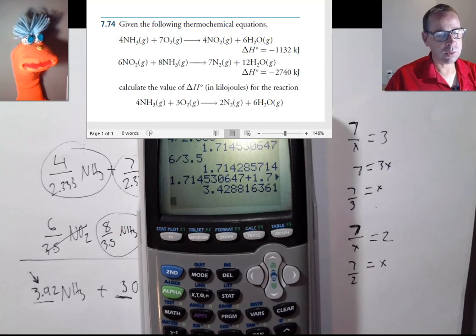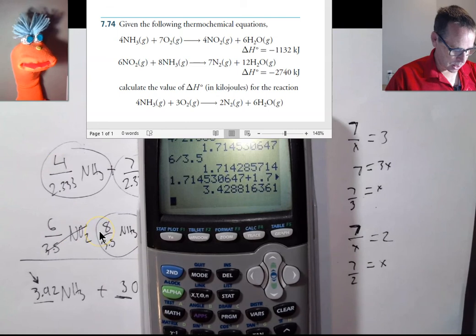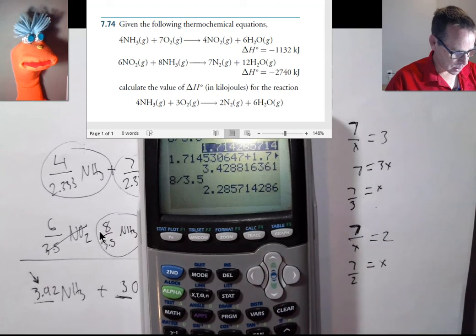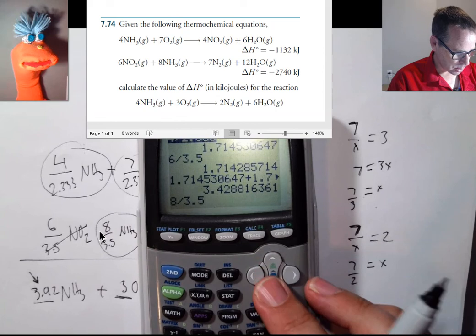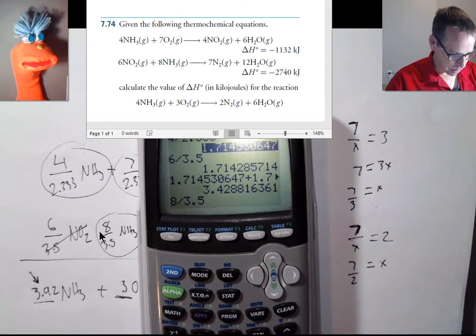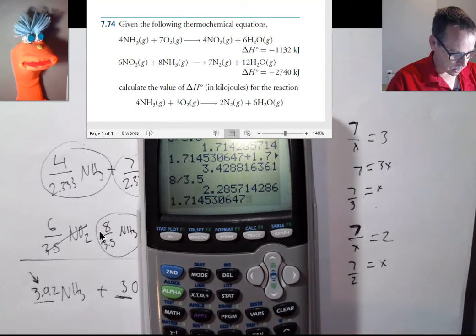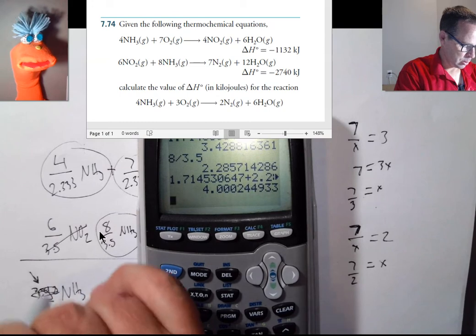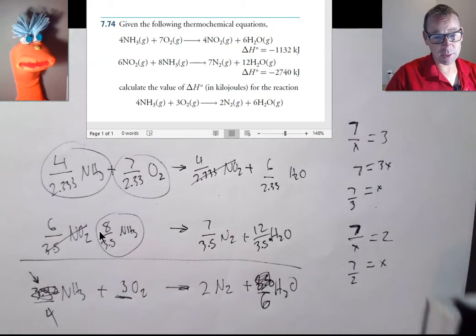Oh, no. Sorry, this is the 8 divided by 3.5, not that. This is the NO2. Try that again. 8 divided by 3.5. That's 2.2. So I take this one. This is a 6. No. Where's it at? This one, which same value, well, almost the same value. So that value added to this value here. There we go. That's our 4. Okay, very good. Now we're not done yet, right?